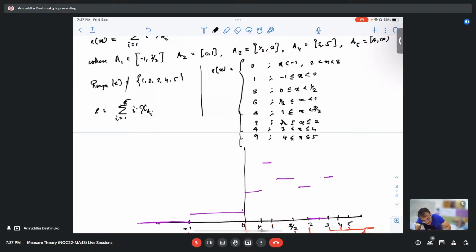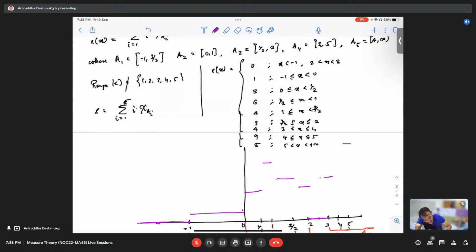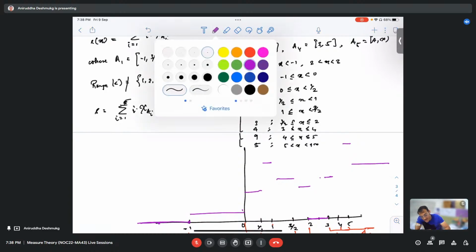Okay. And then the last one after 5? What will that be? After 5, the value will be 5, right? It is 5. So after 5 it is 5, so we're here. The graph really doesn't matter.